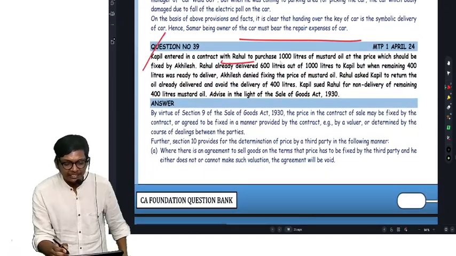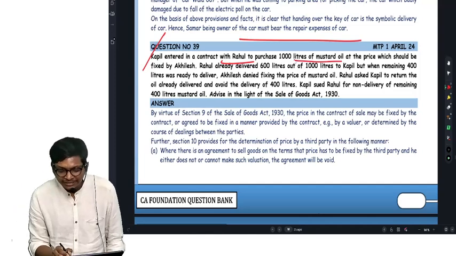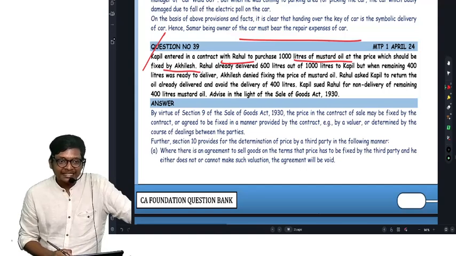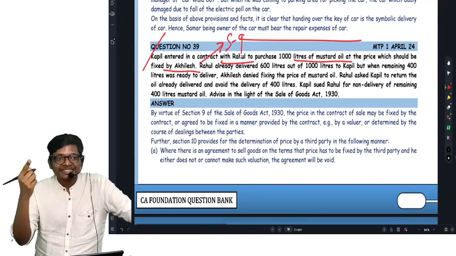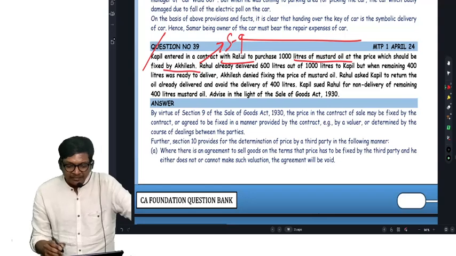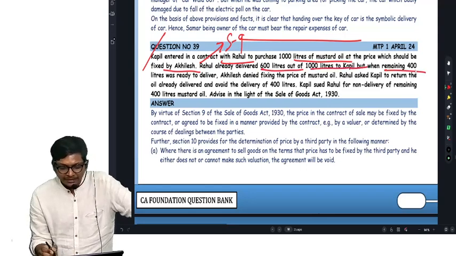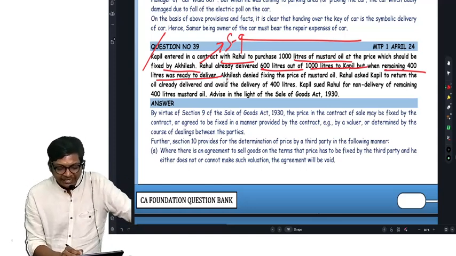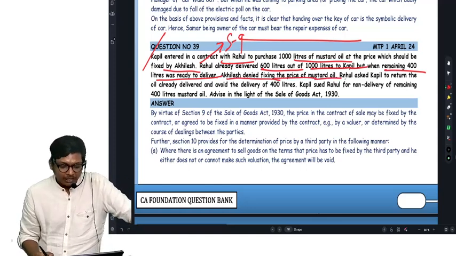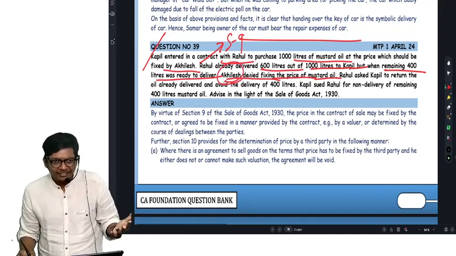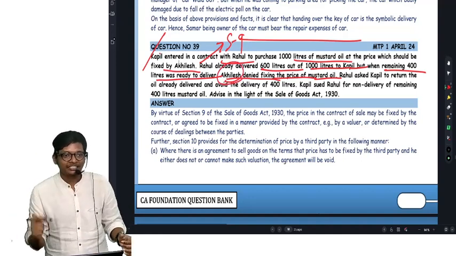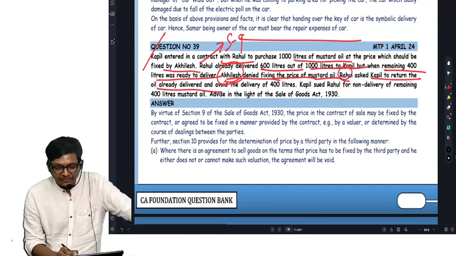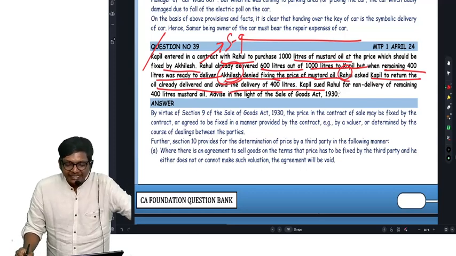Kapil entered into a contract with Rahul to purchase 1000 liters of mustard oil at the price which should be fixed by Akhilesh. Section 9, price fixed by third party. Rahul already delivered 600 out of 1000 liters to Kapil, and the remaining 400 liters was to be delivered. 600 delivered, 400 to be delivered. Akhilesh denied fixing the price. Akhilesh says, I will not fix it for whatever reasons. Who knows? Kapil went and slapped Akhilesh. For whatever reason, Akhilesh said he will not fix it. Rahul asked Kapil to return the oil already delivered and avoid delivery of 400. Can he do this, guys?